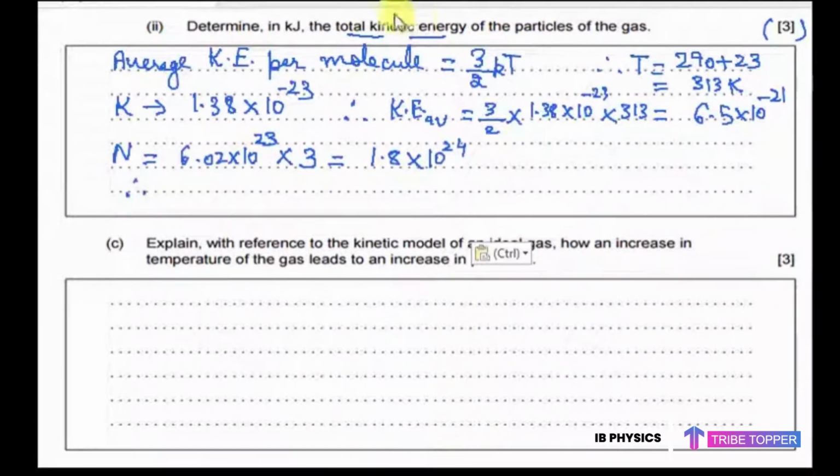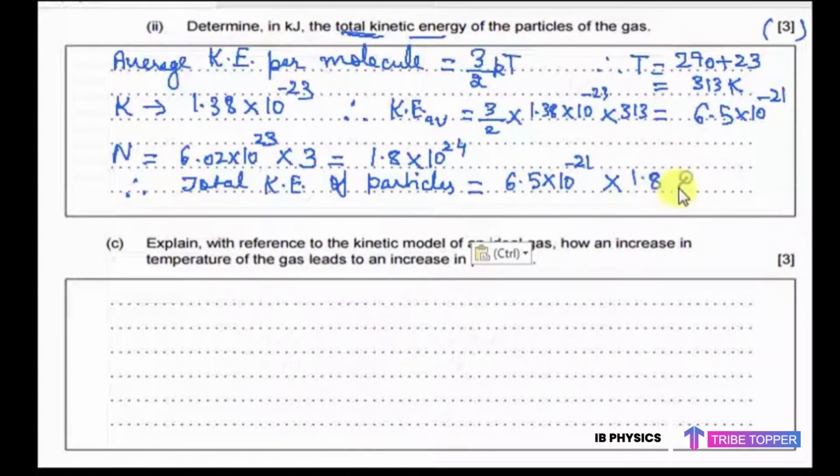Therefore, the question asks you the total kinetic energy of the particles. Therefore, the total kinetic energy of all the molecules would be the average kinetic energy per molecule into the number of molecules. So we have 6.5 into 10 to the power minus 21 as the average kinetic energy per molecule multiplied by the number of molecules, that's 1.8 into 10 to the power 24. And on solving this, you just get your answer straight away, 12 kilojoules.